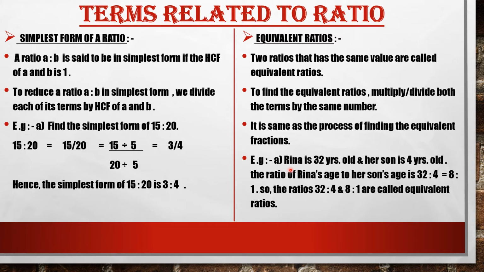For example, Reena is 32 years old and her son is 4 years old. The ratio of Reena's age to her son's age is 32:4, which is equal to 8:1. The HCF of 32 and 4 is 4. Hence we get 32:4 equal to 8:1. So the ratios 32:4 and 8:1 are called equivalent ratios.